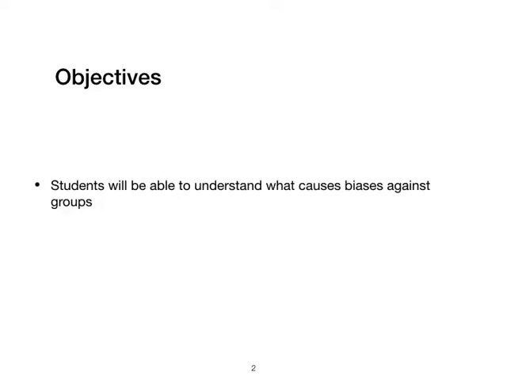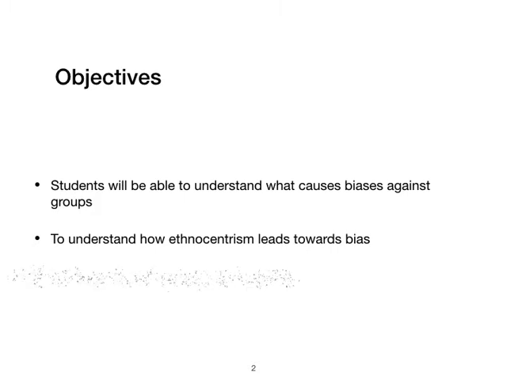But before we start our session, we'll be talking about the objectives of the session first. Students will be able to understand what causes bias against the groups. Students will be able to understand how ethnocentrism leads towards bias. We'll be discussing different perspectives from us versus them, or the outgroup versus the in-group debate. So this is what we are going to discuss. Altogether, the purpose of this session is to understand what are the leading factors that cause bias for the outgroups.